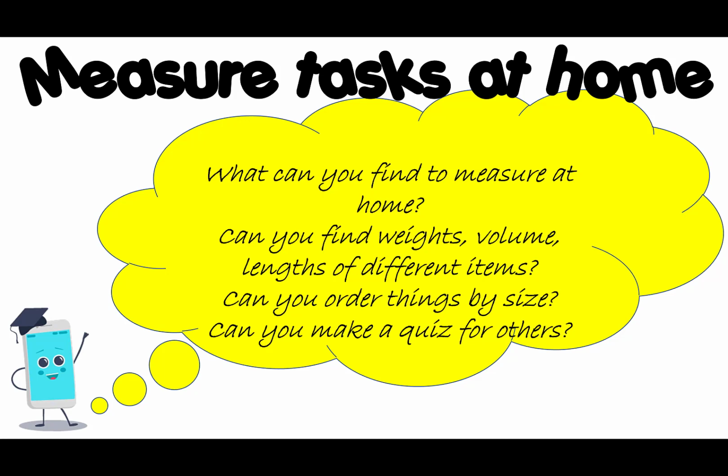Can you order things by size? Could you use the information you find to make a quiz for other people? If you haven't got things that you can use to measure, if you get into your kitchen, can you look at the different items in your kitchen and look at the label? So maybe before you look at the label, could you guess how much it weighed or how much liquid fitted in it? And then check the label to see if you were correct.